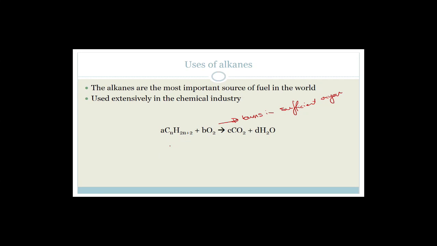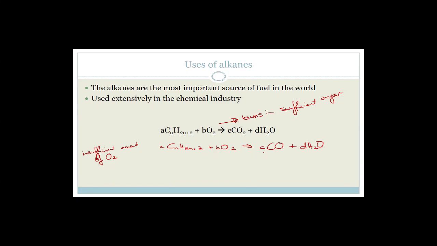However, if you have CnH2n+2 plus oxygen, and that can be A and that can be B, and it burns in an insufficient amount of oxygen, it is not going to form carbon dioxide, it is going to form carbon monoxide and water. Okay, so if there's not enough oxygen, it's going to form carbon monoxide.